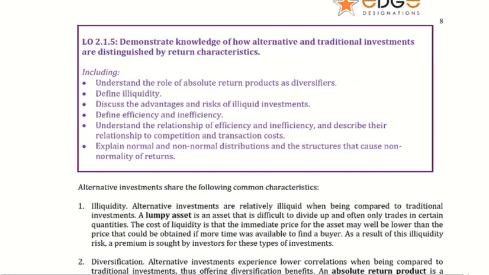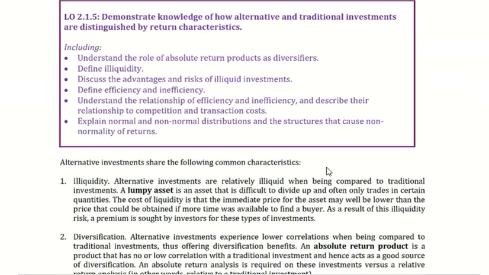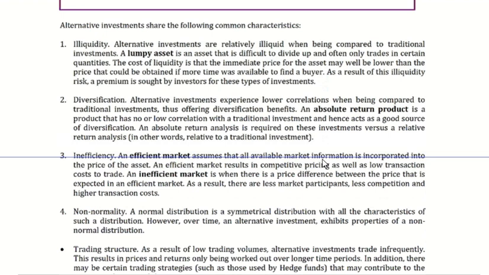Demonstrate knowledge of how alternatives and traditional investments are distinguished by their return characteristics. And we look at the various characteristics then of alternative investments. Number 1 is this level of illiquidity. For the most part, alternative investments are relatively illiquid when we compare them to traditional. We talk about a concept called a lumpy asset. A lumpy asset is an asset that's very difficult to divide up, and you can't trade it in small, manageable quantities. It trades only in certain quantities.